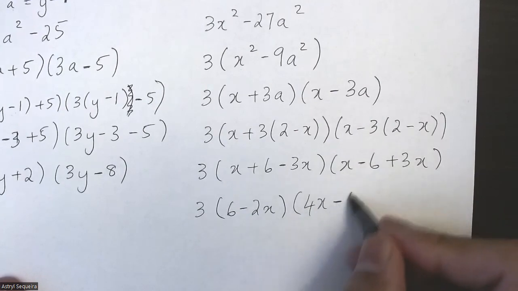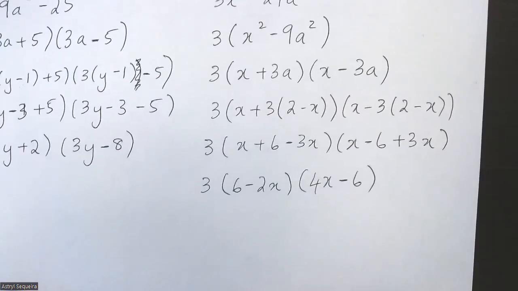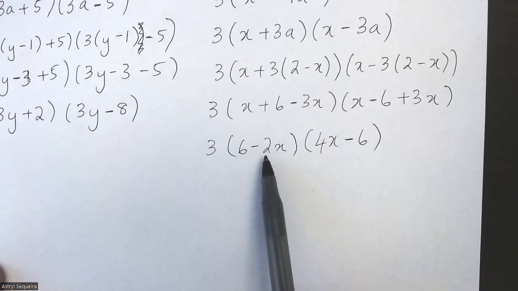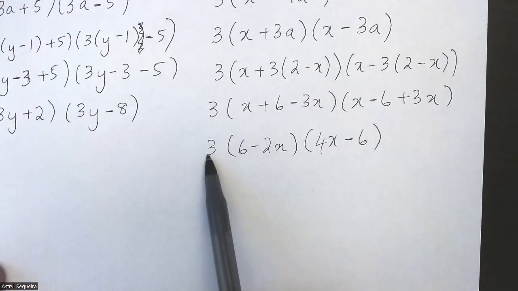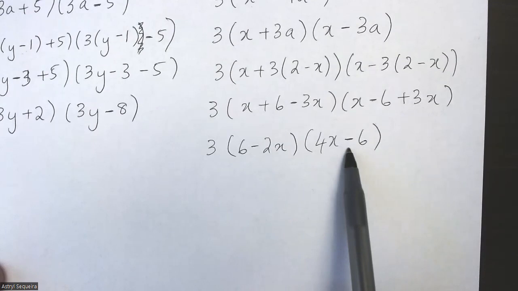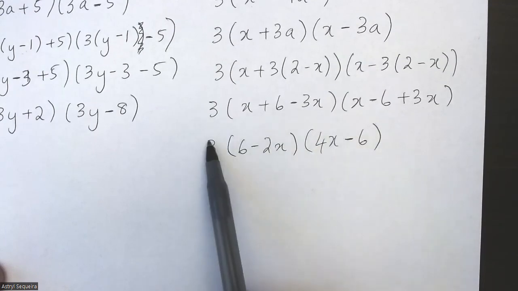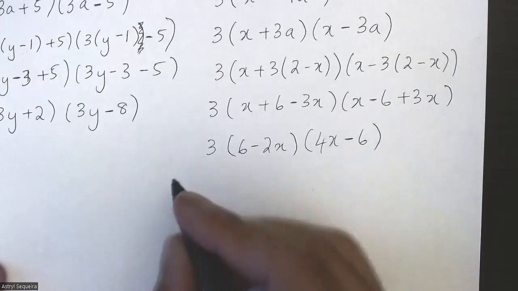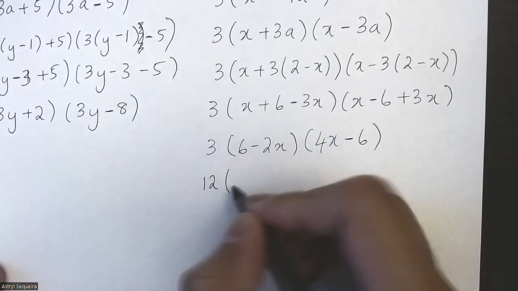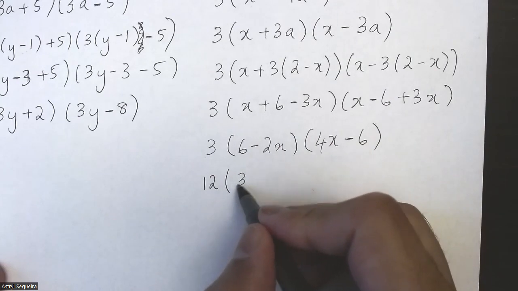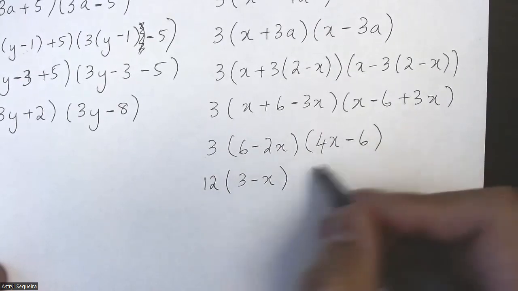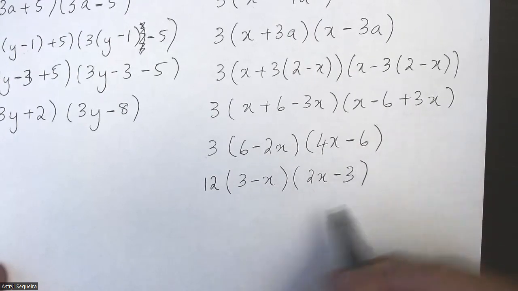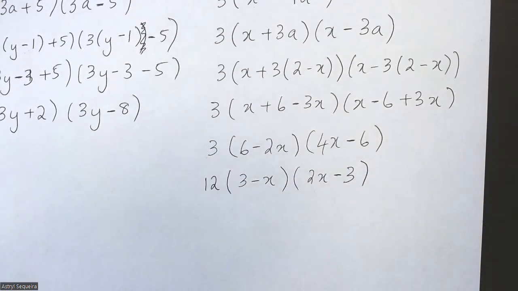Here I'll get 4x minus 6. Now, usually this is the final solution to the question, but we have a little bit of an exception here. If you notice, I can factor a 2 out of this bracket, and I can also factor a 2 out of this bracket as well. So 3 times 2 is 6, times another 2 is 12. So I'm going to have 12 out here. This becomes 3 minus x, and this becomes 2x minus 3, and now this is my final solution.